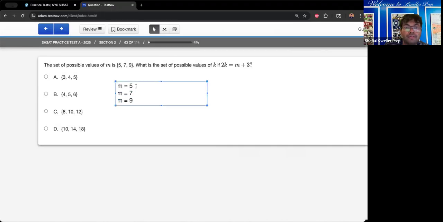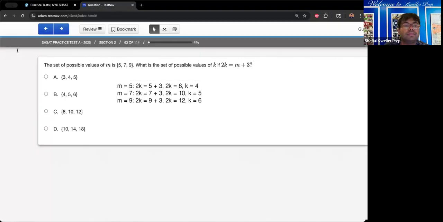Okay, so you have 2k is equal to 5 plus 3, 2k is equal to 8, k is equal to 4. You do this for each one. 2k is equal to 7 plus 3, 2k is equal to 10, k is equal to 5. And the next one, 2k is equal to 9 plus 3, 2k is equal to 12, k is equal to 6. So the answer should just be B.